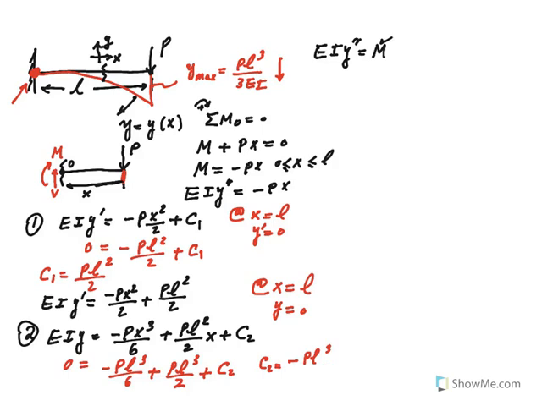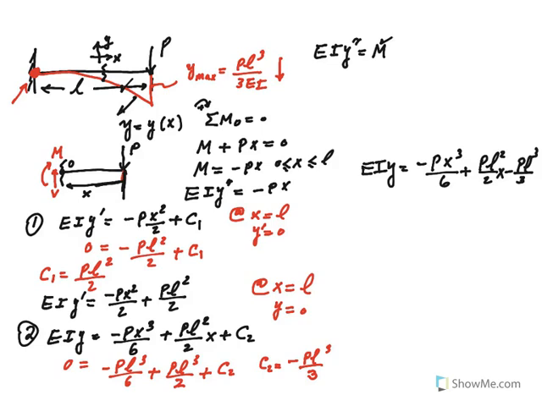All right, PL cubed over 3. Anyways, so now we are ready to get the equation of the deflection. So EIy is equal to what? Minus Px cubed over 6 plus PL squared over 2 x minus PL cubed over 3. So this is the equation of the elastic curve, this curve here, based on the fact that x is taken from right here.